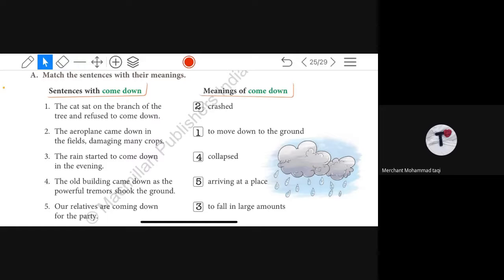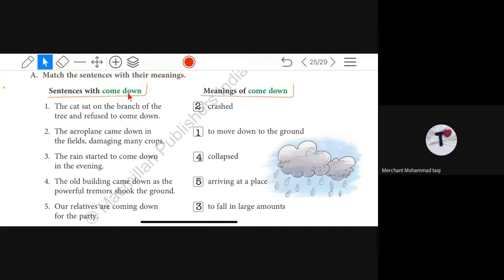Can you make sentences with come down? Let me see if you can make. See, come down has different meanings: crash, collapsed, arriving at a place, to move down. Can you make any two sentences? Actually, I want 5 sentences. If you can make it in 5 minutes, I will be very happy. Let me see who can make at least 2 sentences with come down, but both should have different meanings.